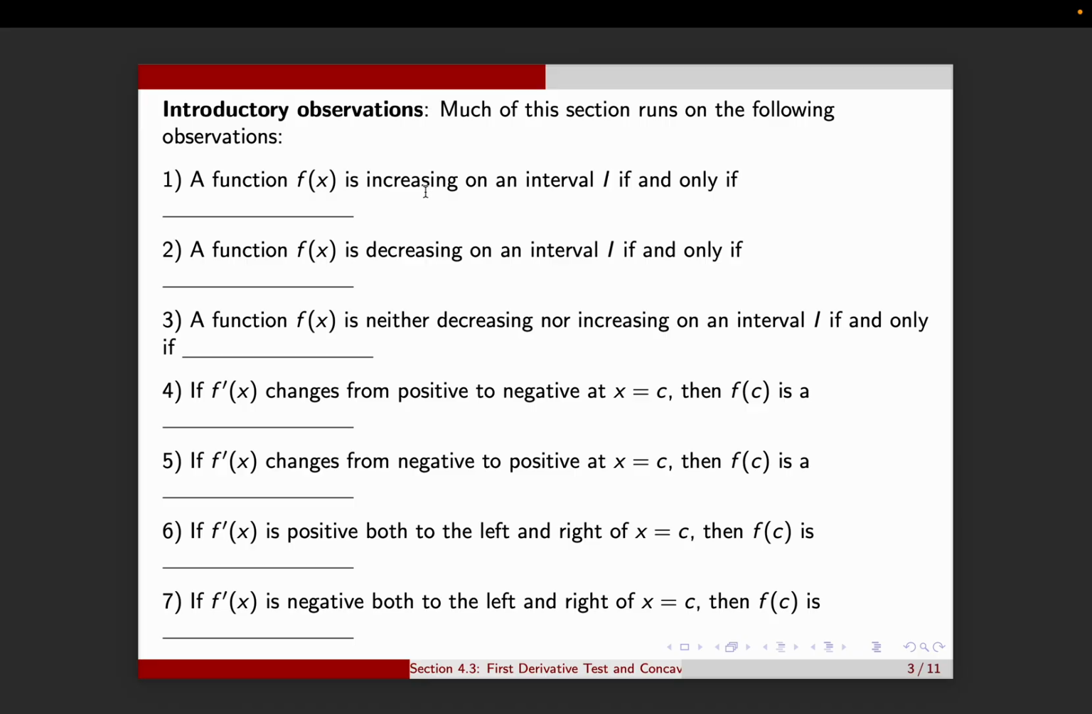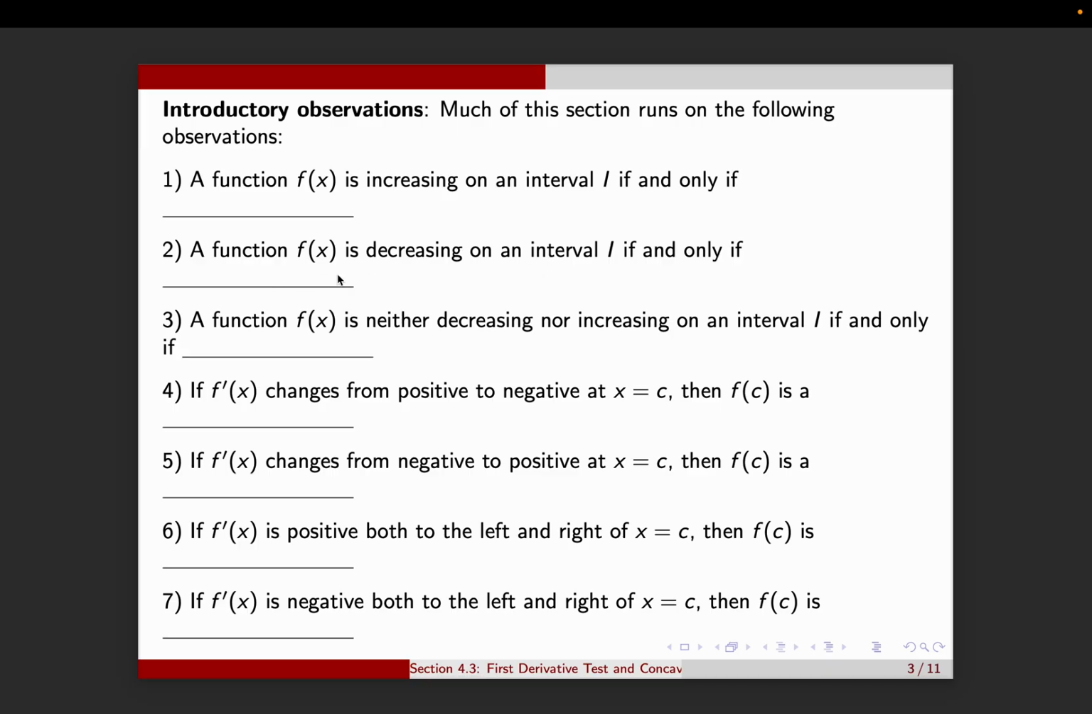So a function f of x is increasing, so going up, if and only if you should fill in the blank here with a statement about a derivative. And if we were in class, I'm sure that one of you would say that if the derivative is positive. So f of x is increasing if and only if f prime of x is bigger than 0 on this interval. That's what goes here. You're increasing if and only if f prime is positive. So similarly for decreasing, if you are decreasing, then your derivative is negative. So if and only if f prime of x is less than 0 on the interval I is what you would put here.